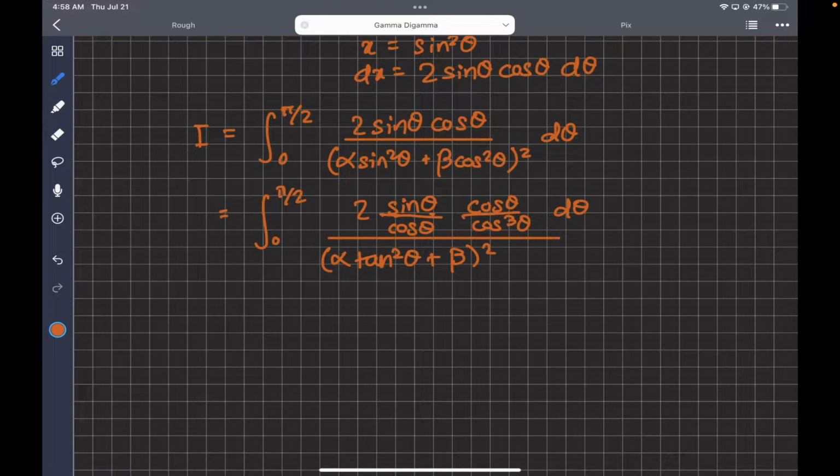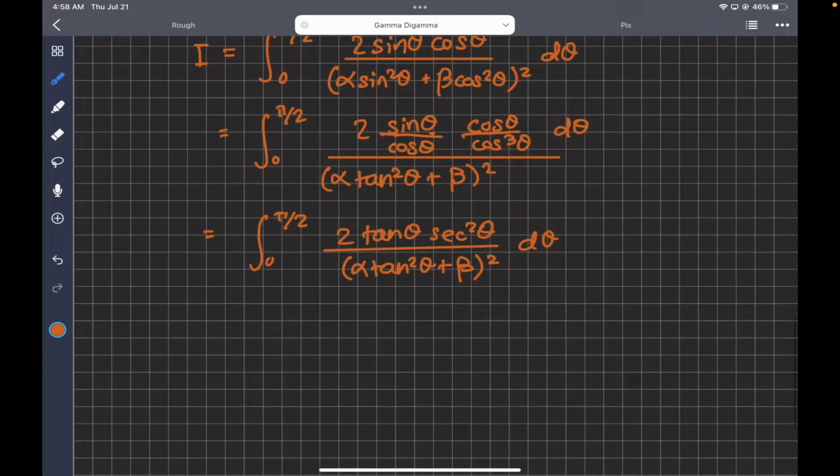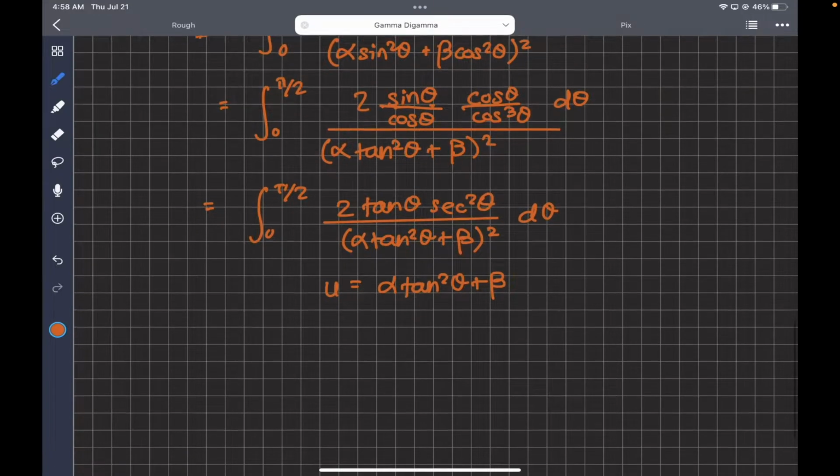And then we can simplify the numerator a little bit more. 2 times, I believe, tan theta, yes. And then here we have a secant squared theta divided by, nothing else changes, alpha tan squared theta plus beta, squared, d theta. Now we can do another nice substitution. u is alpha tan squared theta plus beta, the denominator basically.